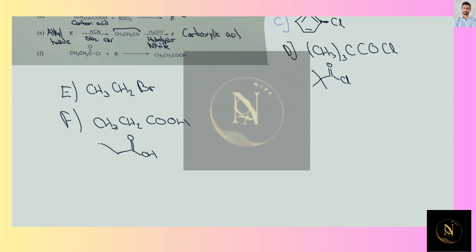And finally, we're going to have an acid chloride plus something that is going to generate a carboxylic acid. And in this case, to generate the carboxylic acid starting from an acid chloride, the compound that we need to add is simply water. And with that, it would be all.